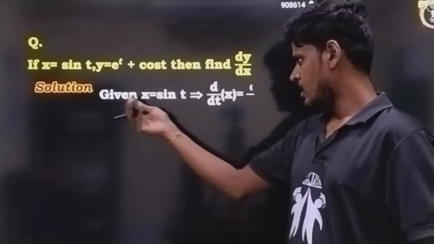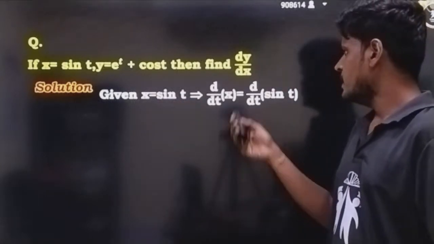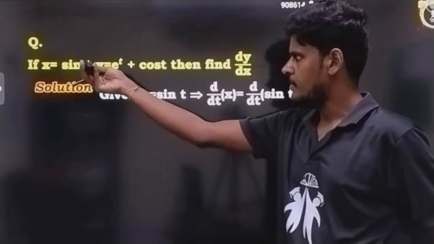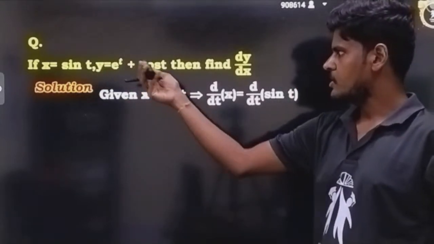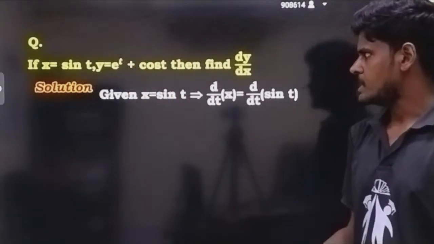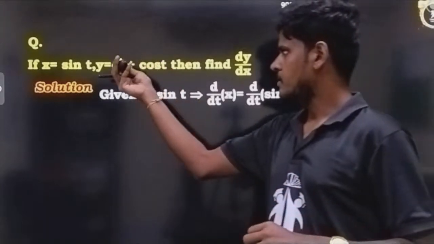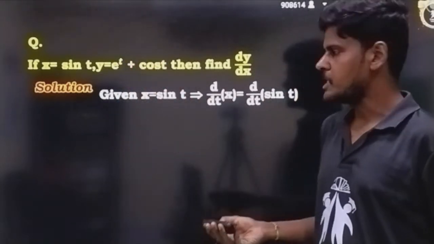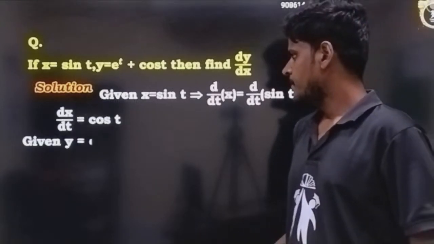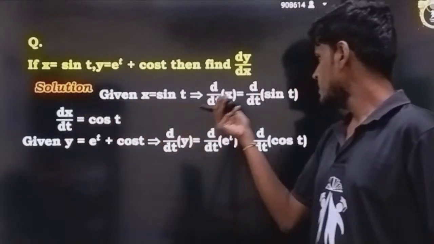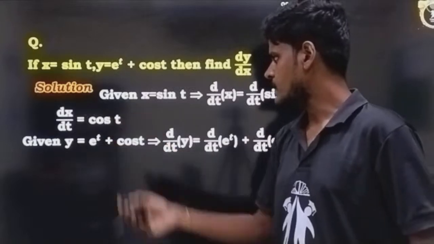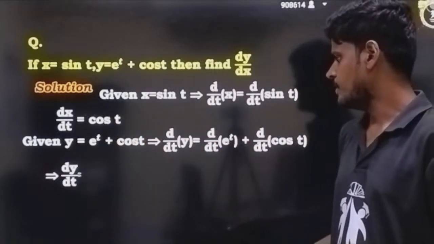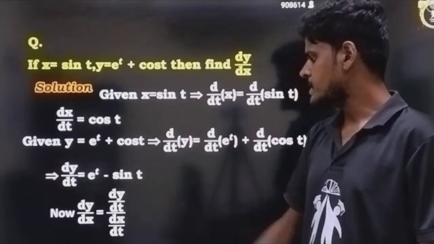So x is equal to sin t, dx by dt will be the derivative of sin, that will be cos. And y is equal to e power t plus cos t. Again differentiate that, then we have the derivative of e power t, that is e power t, and cos t differentiation gives minus sin t. So dx by dt is the derivative of sin t, that is cos t, and y is given by this, so dy by dt will be e power t minus sin t.